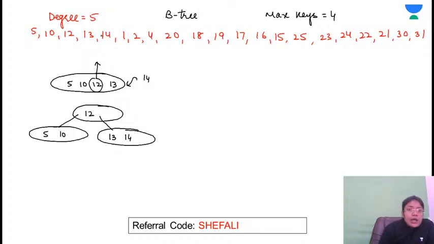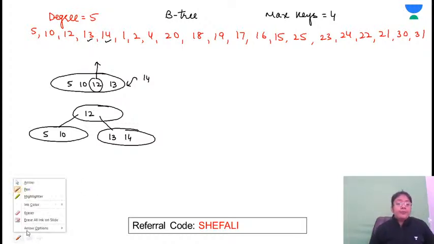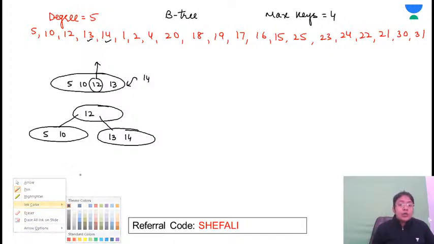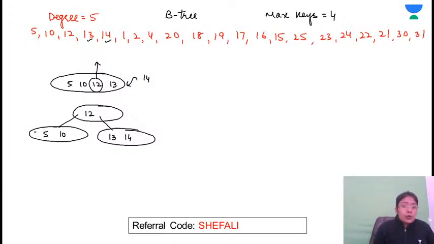Next, insert the next element, that is 14 is also inserted, that is 1. 1 will be added where? 1 is smaller than 12, so it will be added to the left tree. 2 is smaller, 2 will be added here. 4 is smaller, so it goes to the left tree. This comes out to be 1, 2, 4, 5, 10. It's a case of overflow, so 4 will go up.